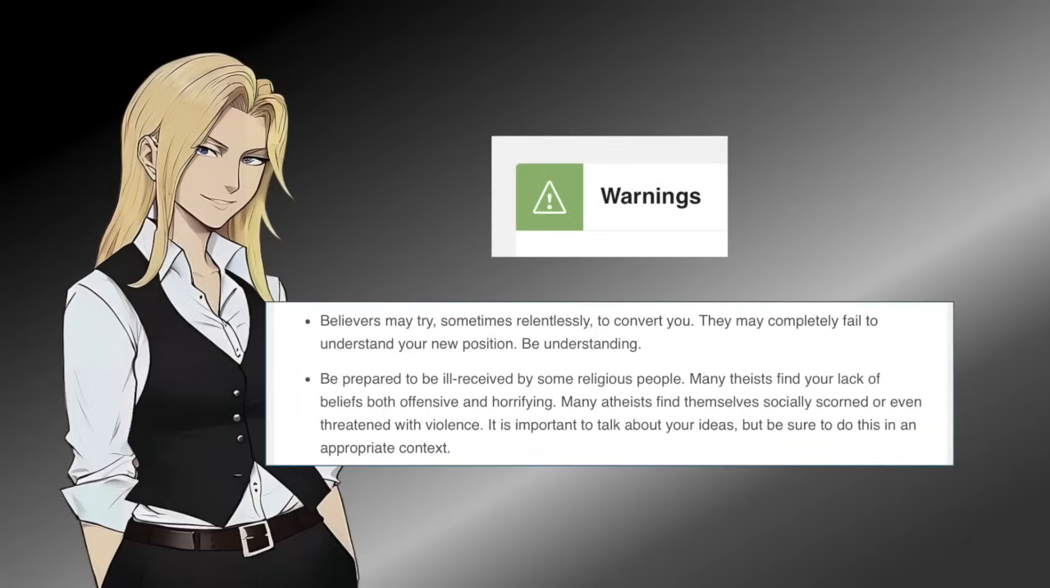Number three is believers may try, sometimes relentlessly, to convert you. They may completely fail to understand your new position. Be understanding. And yeah, depending on your community and your friend group and your family, if there are a lot of religious people around, they might not understand why you came to the conclusion that you did, and they might put some pressure on you to bring you back into the fold.